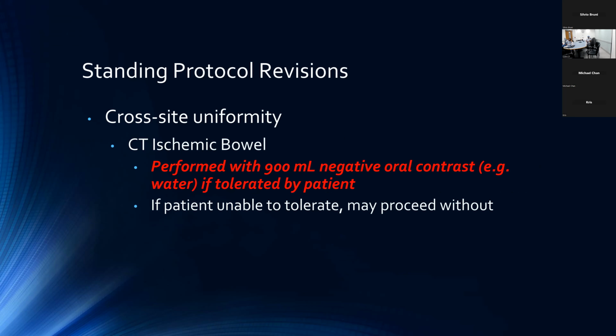For ischemic bowel, I've heard that there may be a little bit of differences in terms of what's routinely done with regards to oral contrast. So the way that the protocol is written is generally we should be trying to give negative oral contrast in these patients, 900 milliliters of water, if tolerated. Obviously, a lot of these patients are relatively unwell, probably a good amount of them are not going to be able to tolerate. In that case, then obviously we would proceed without. But if they are able to tolerate, ideally, this exam is done with water on board.